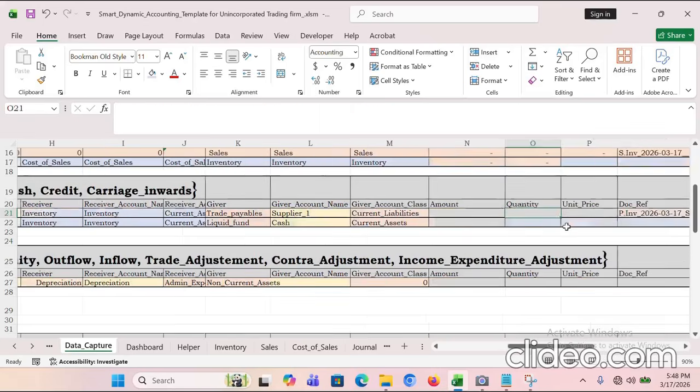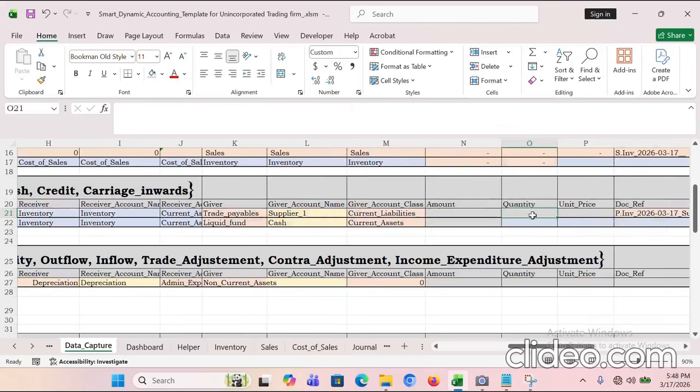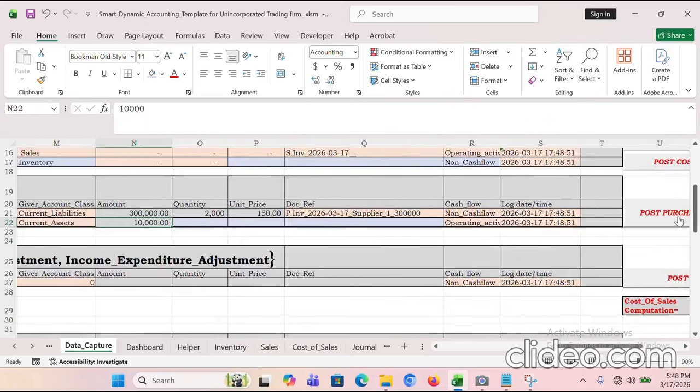Then here, let's assume we purchase 2,000 units, but at a cost price of, let's say, 150 naira. So 150 times 2,000, that's 300,000. And it cost us 10,000 naira for carriage inwards. So let's post this as well.